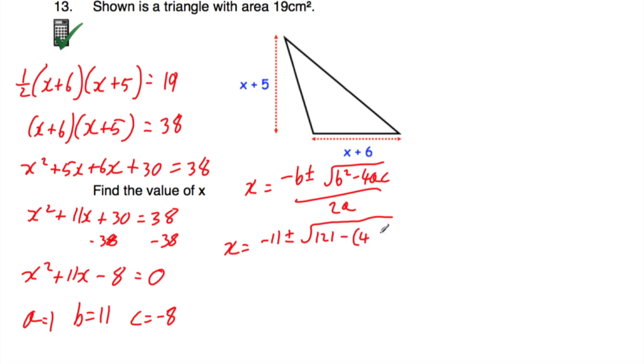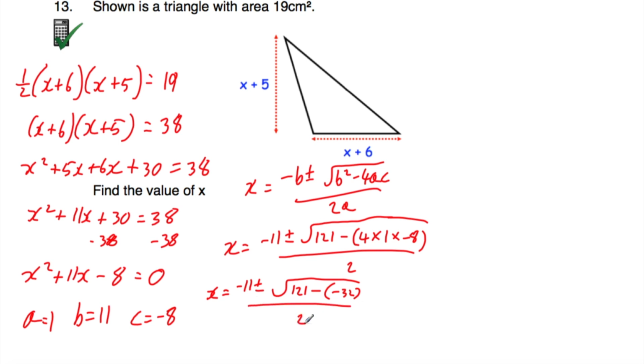Let's put that in a bracket. 4 times a, which is 1, times c, which is minus 8. Close brackets. And that's all divided by 2a, which is 2. So that means we've got x is equal to minus 11 plus or minus the square root of 121 minus, and then in brackets, we've got 4 times 1 times minus 8. 4 times 1 is 4, times minus 8 would be minus 32. Close brackets, and that's all divided by 2.